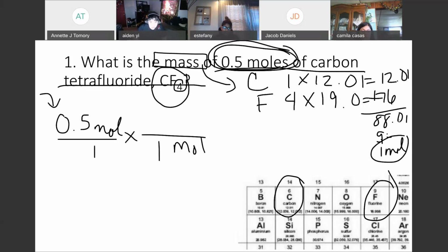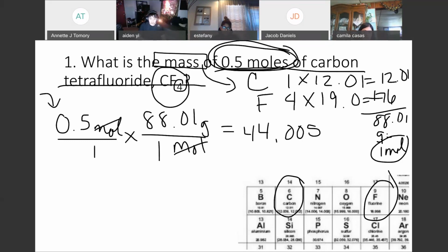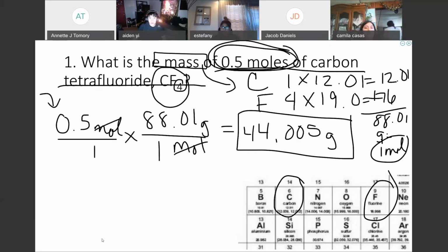If we're going to grams, we figured out the molar mass already. So what are we going to put on top? 88.01. So we're going to take 0.5 times 88.01. Moles cancel out, and after we multiply that, what do we get? 44.005. That's your final answer. Everybody understand that? Anybody have issues, or are we okay?